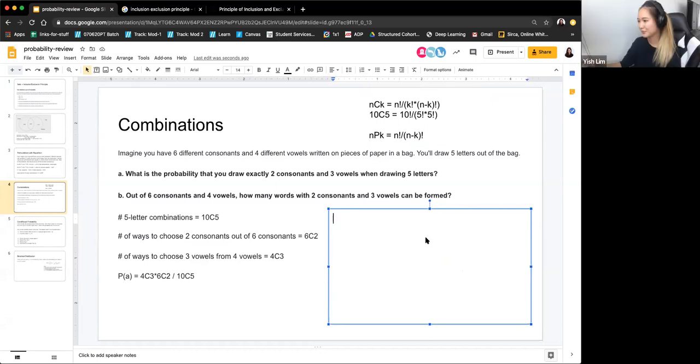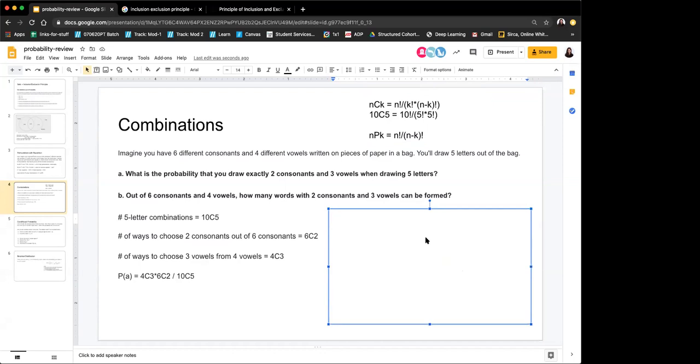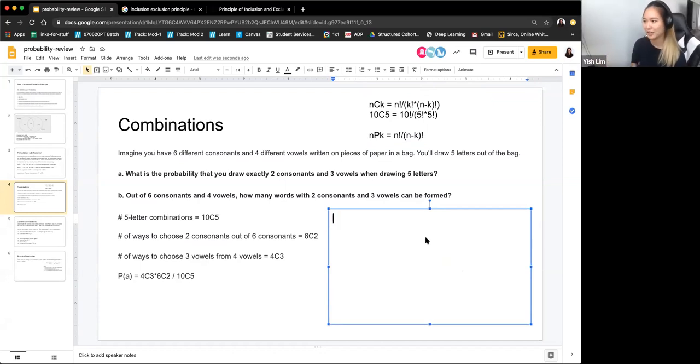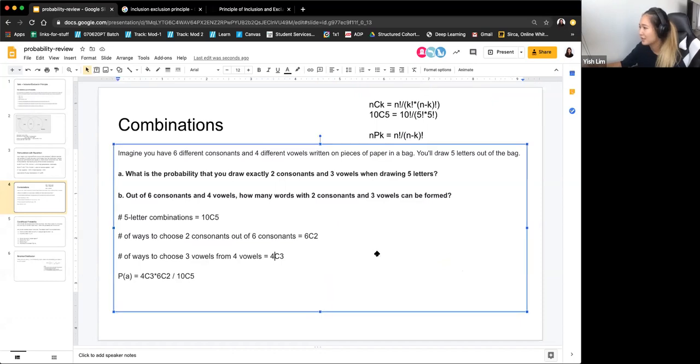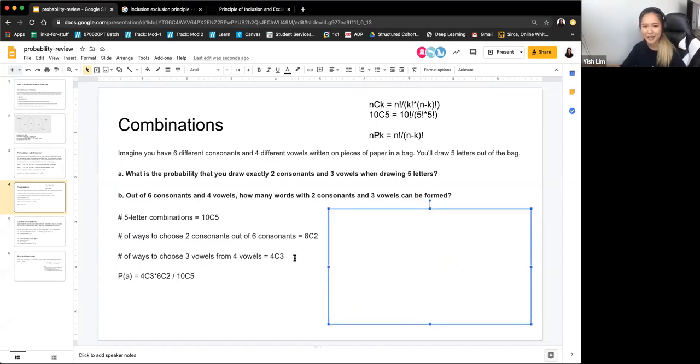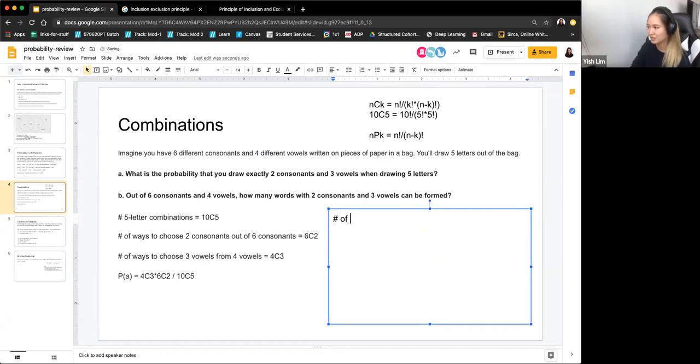Yeah, nice. So this second part is actually very, very similar to the first part. Out of the 6 consonants and 4 vowels, how many words with 2 consonants and 3 vowels can be formed? So what we start with is we already have kind of like parts to this equation. So how many 5-letter words are there? So number of 5-letter words.